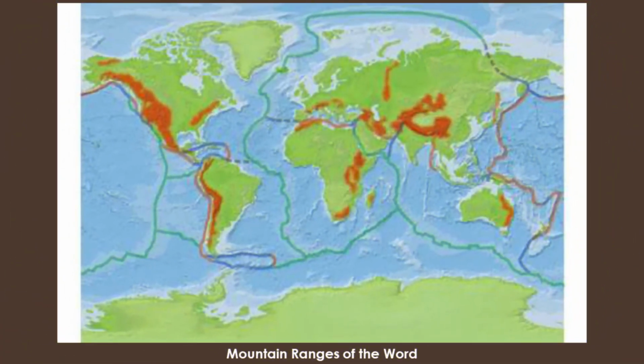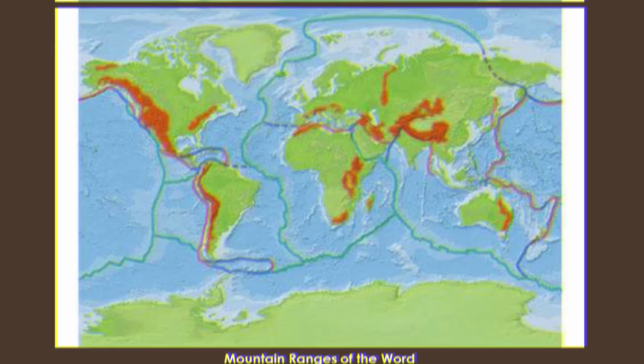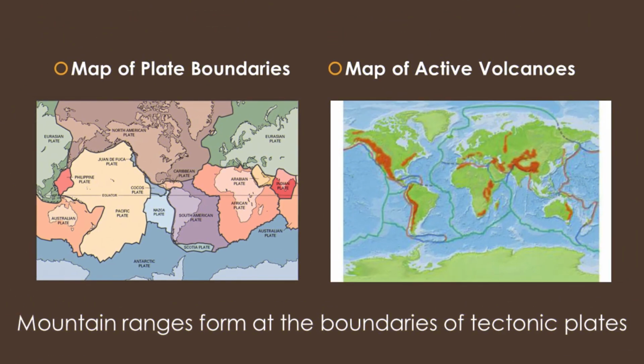Now, let me show you a map of mountain ranges across the world. The orange portions indicate the mountain ranges. What can you say about its location? If we put it side by side with the map of plates, we can see that the mountain ranges form at the boundaries of tectonic plates.